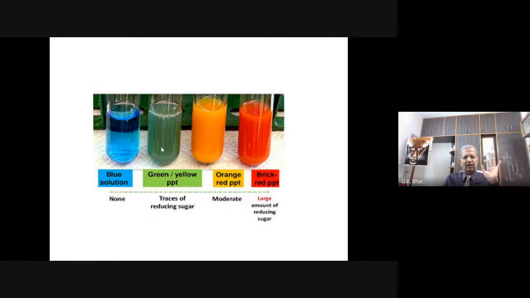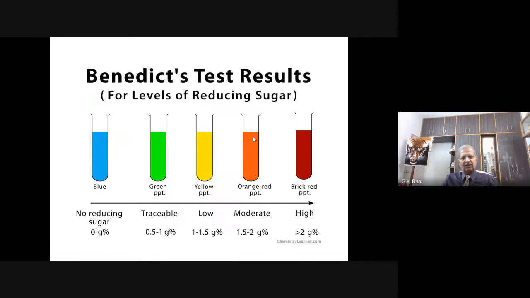Slight sugar is there. And this, the sugar amount is more. And this is more than 2% of sugar. Pre-correct precipitate. And this, you can see here, blue, no reducing sugar. Traceable sugar is there. Here you cannot see any sugar. Traceable sugar, 0.5 to 1 gram percent. And this is 1 to 1.5. And this is around near to, and this is brick red precipitate, which indicates more than 2% of the sugar.